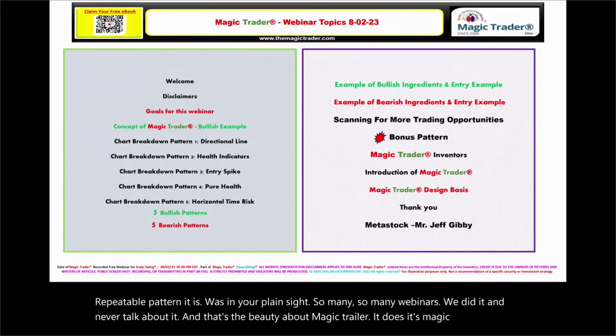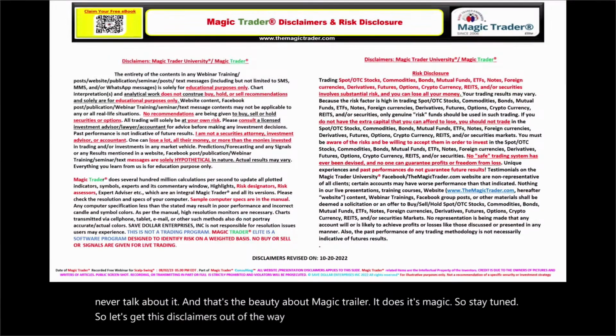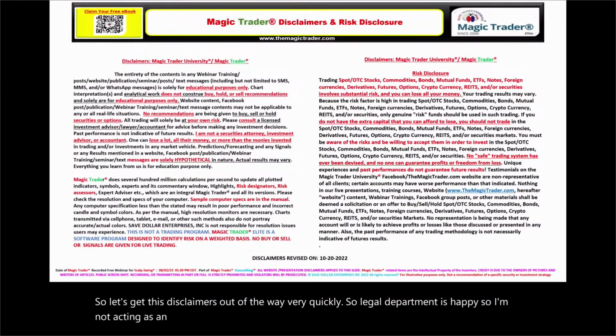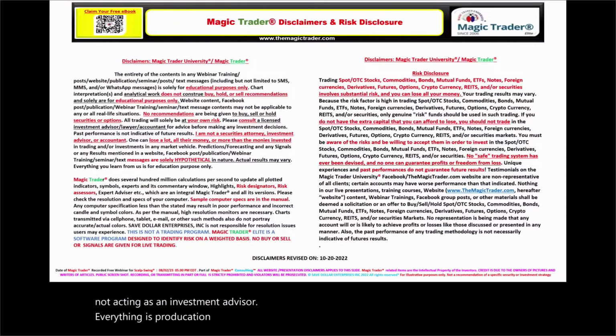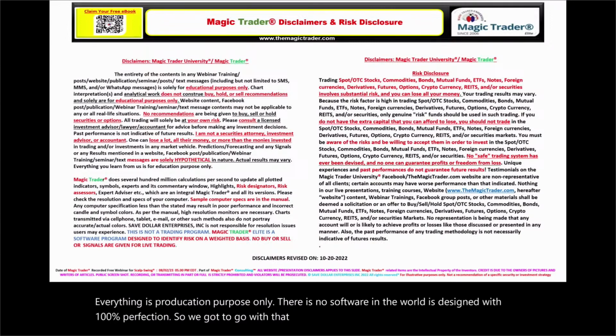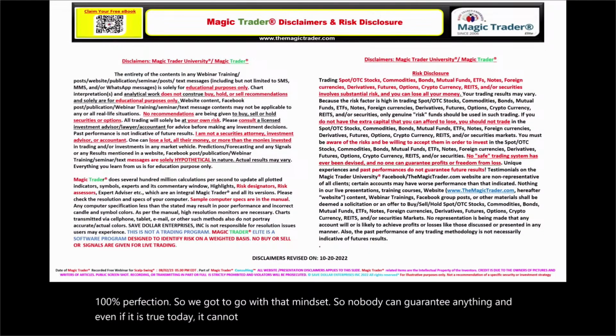So let's get these disclaimers out of the way very quickly, so the legal department is happy. I'm not acting as an investment advisor. Everything is for educational purposes only. There is no software in the world designed with 100% perfection, so we have to go with that mindset. Nobody can guarantee anything, and even if it is true today, it cannot be true tomorrow.